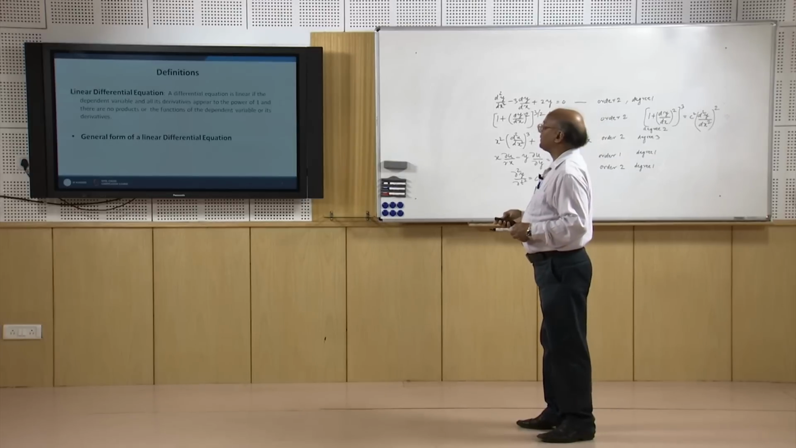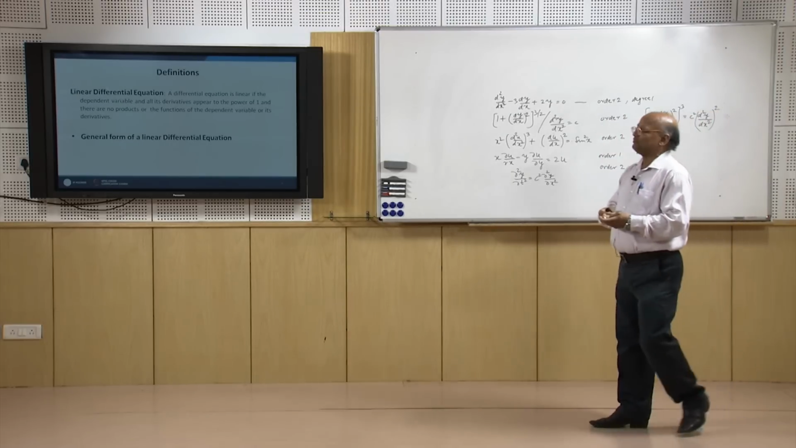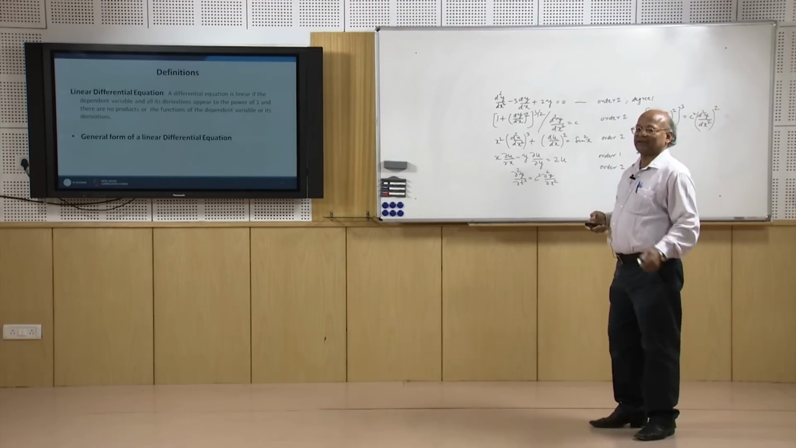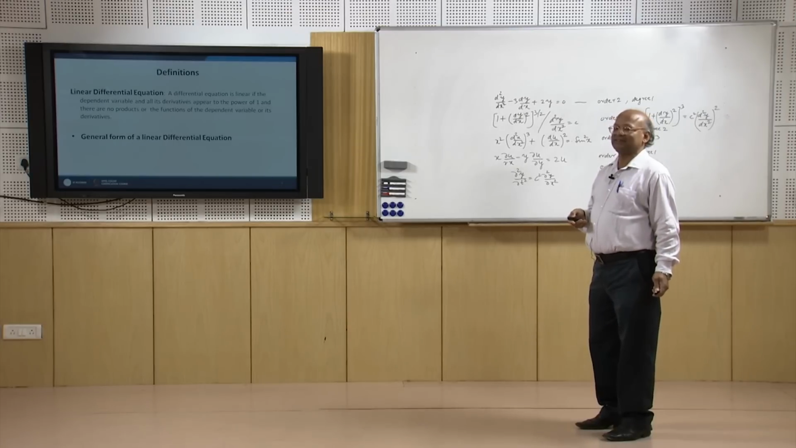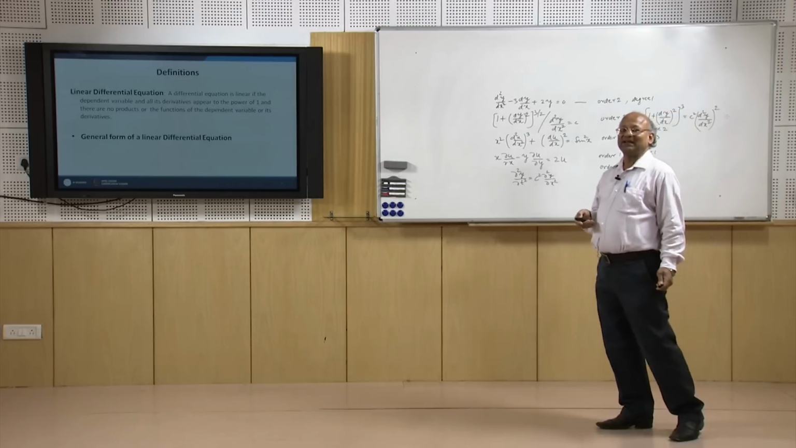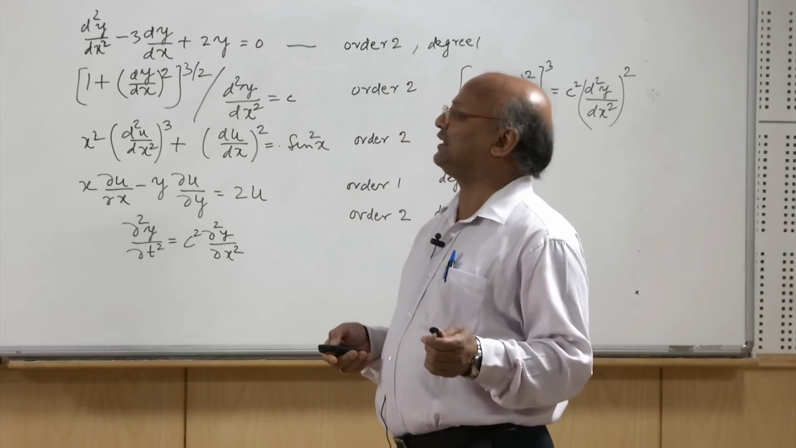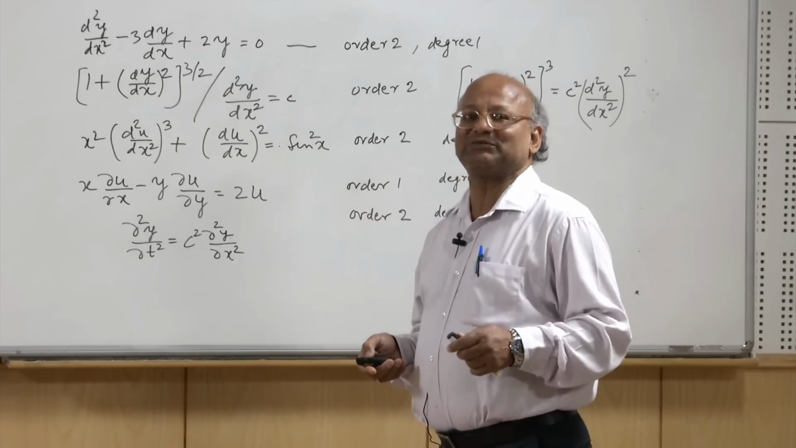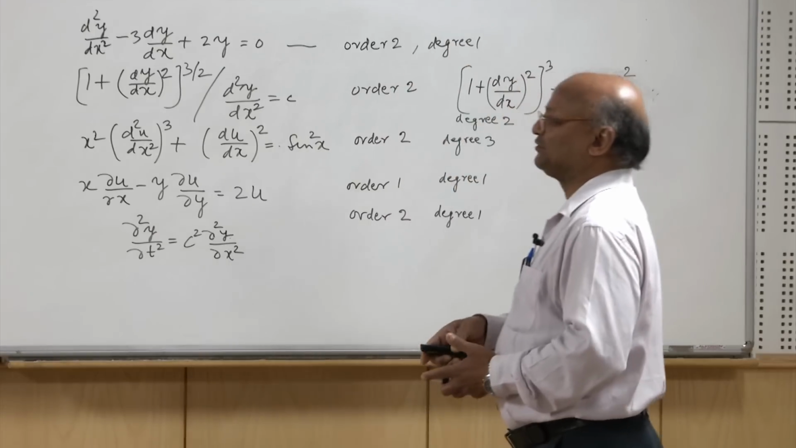Now let us see what we mean by a linear differential equation. A differential equation is said to be linear if the dependent variable and all its derivatives appear in the differential equation to the power 1. It does not have products of the dependent variable and the derivatives, or functions of the dependent variable, or functions of the derivatives.